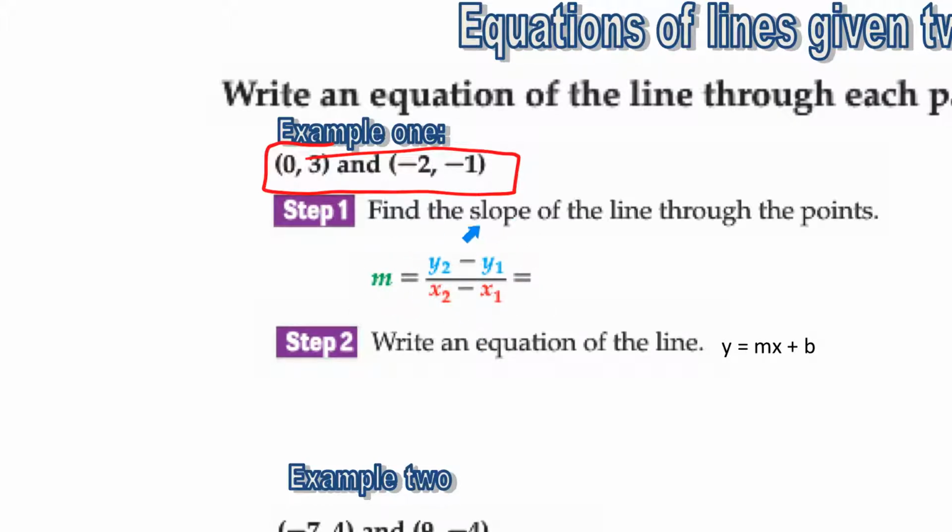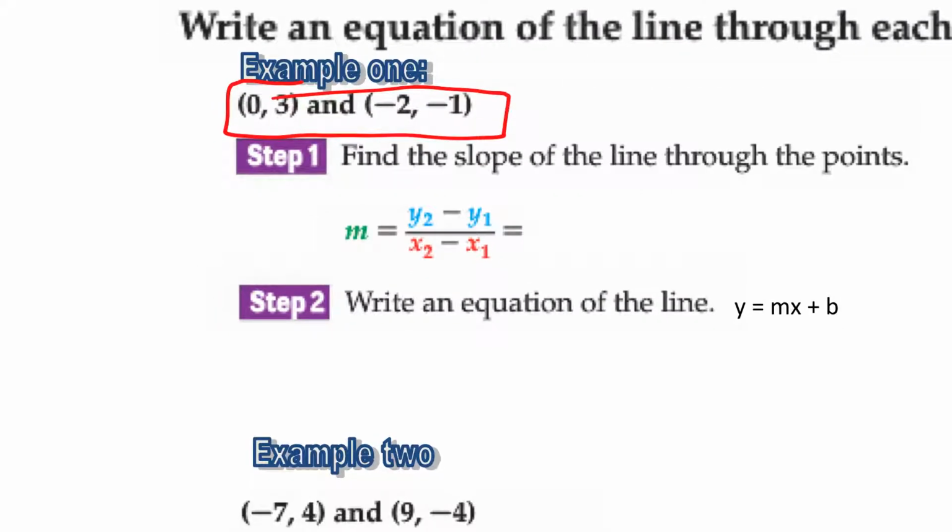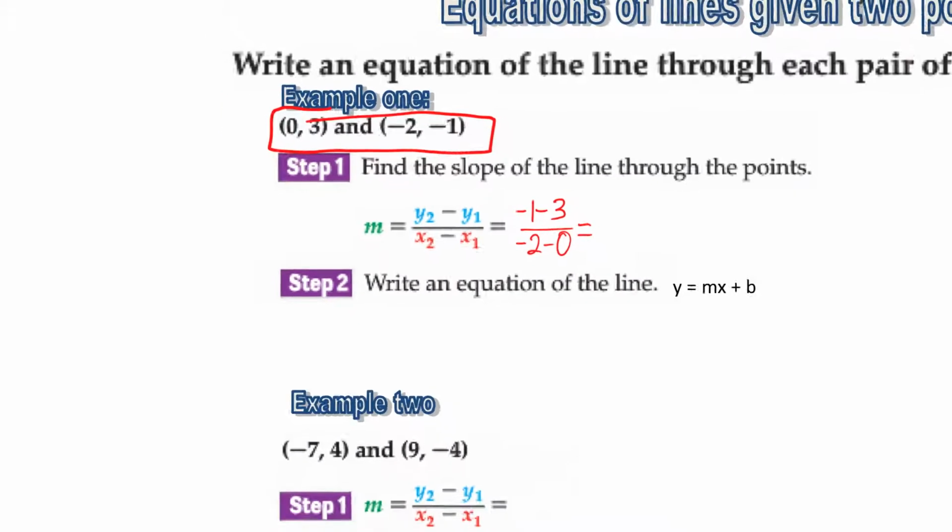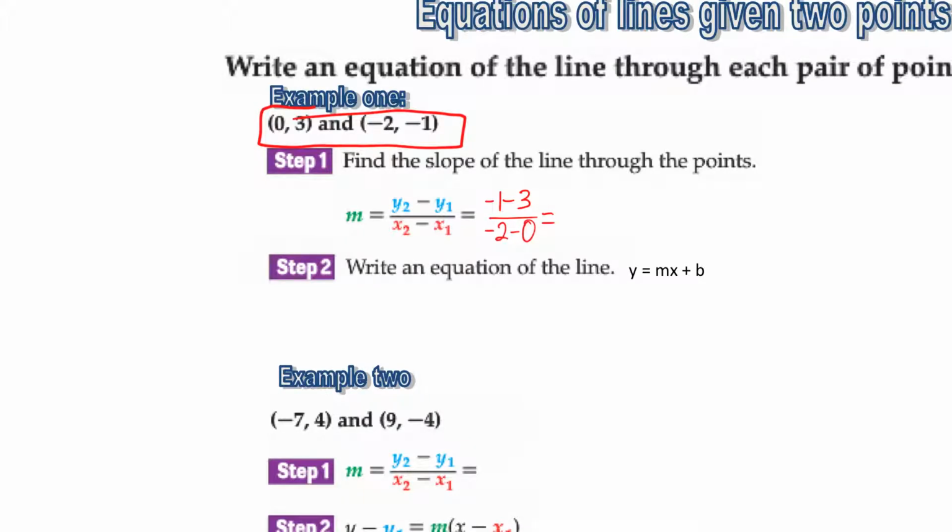Over x1. Yep, good. Right here. So what's my x2 value? -1. -1 minus what's my y1 value? 3. Over what's my x2 value? -2 minus my x1? 0. 0. The hero. And so what does that give you?